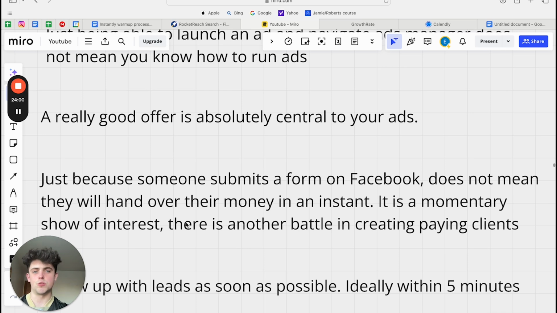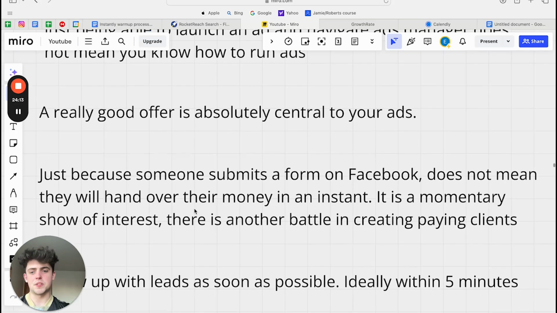So that's not the case. They could have just been busy. Keep them in the CRM, keep them in the pipeline, call them up like the next day, and they're like, "Oh shit, yeah, sorry, I was just busy yesterday. Yeah, when can we speak?" Boom, client sorted. So set the expectations basically. Just because someone submits doesn't mean they're going to be a paying client.